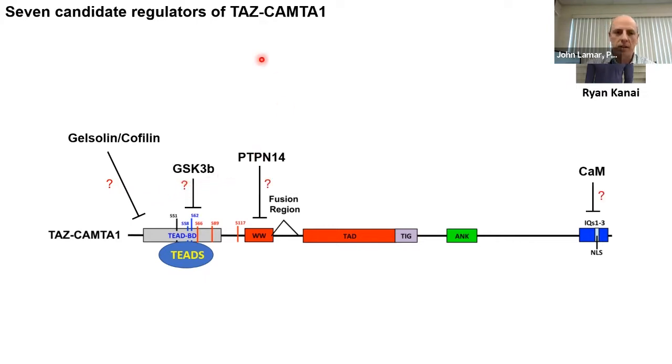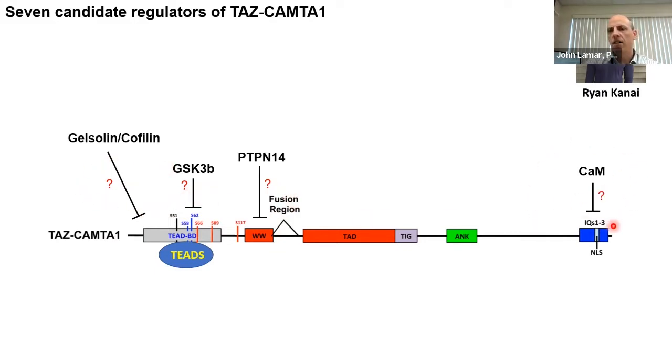I don't have time to explain what all these proteins do, but I will tell you that these 4 here were already known to regulate the normal TAZ and YAP proteins in other contexts in cells. They do so by affecting part of the protein that is contained in the fusion gene. So we think that they're probably affecting TAZ-CAMTA1 activity in the same way that they affect YAP and TAZ activity. But we still haven't tested that, which is why we have question marks there.